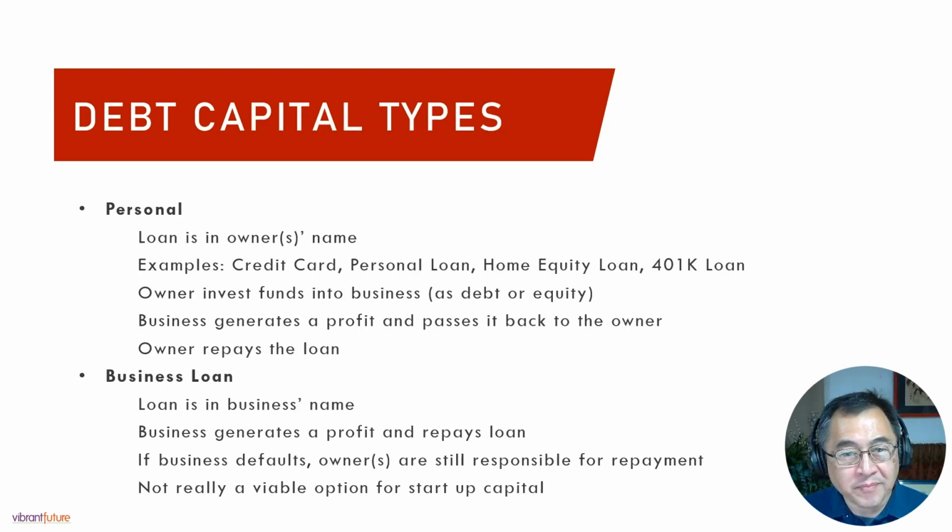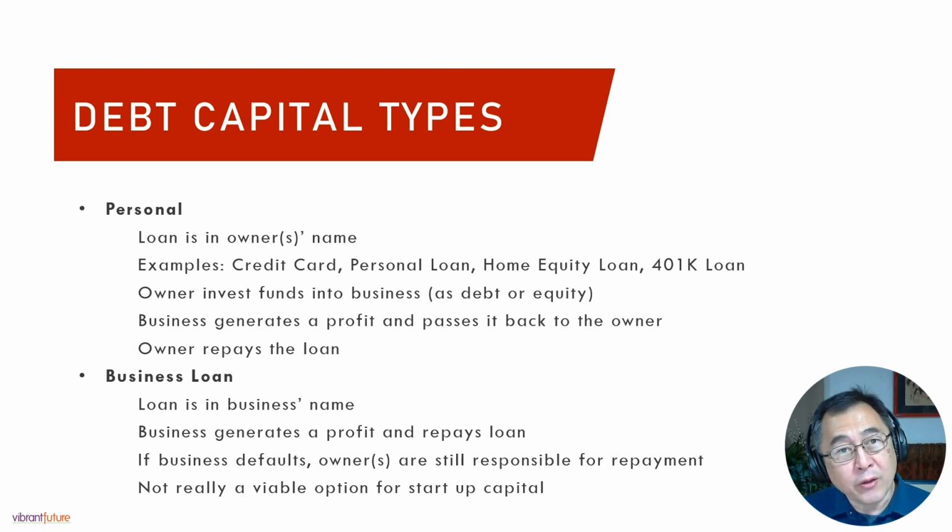There are two main types of debt capital. One is personal debt capital, and the loan is in the owner's name. So it's in your individual name. Examples of that are a credit card that you may have in your own name. It could be a personal loan that you obtain in your own name. It could be a home equity loan. If you own a home, you get a loan based upon the equity of your home. Again, that's in your own name. Or it could even be a loan from your 401k.